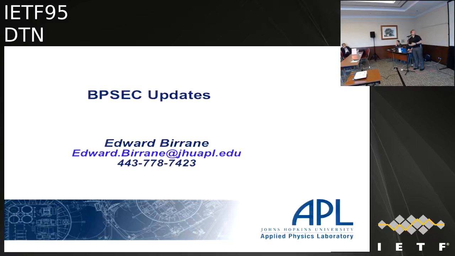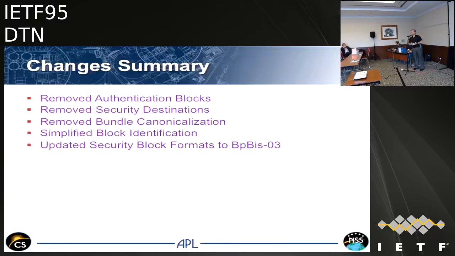Next slide. So a summary of the changes, and many of these were discussed both at the interim meeting in January, and then we had some follow-on discussions on the mailing list. We removed the authentication block, the BAB. We removed the concept of security destinations, partially by removing the bundle authentication block. We removed bundle canonicalization. We simplified the block identification, and we are updating some of the security block formats to match the BPbis that we just talked about. So I just want to walk through each of these in turn and then present the work that we have ahead of us to finish the document up. Next slide.